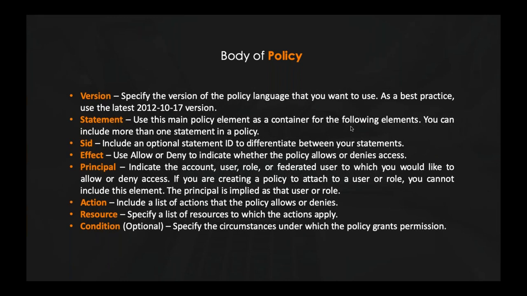Principal is the one who is going to access the service. If Lambda is going to access the service, then here you need to define Lambda. If a user wants to have access to the EC2 machine, then you will define a username. If a group of users is going to be assigned access to this EC2 machine, then you need to define the group name. So which service is going to access another service, that name you need to define here in the principal section.